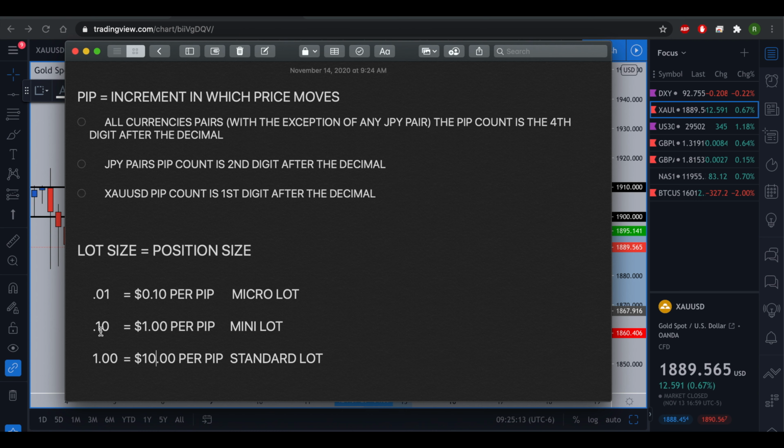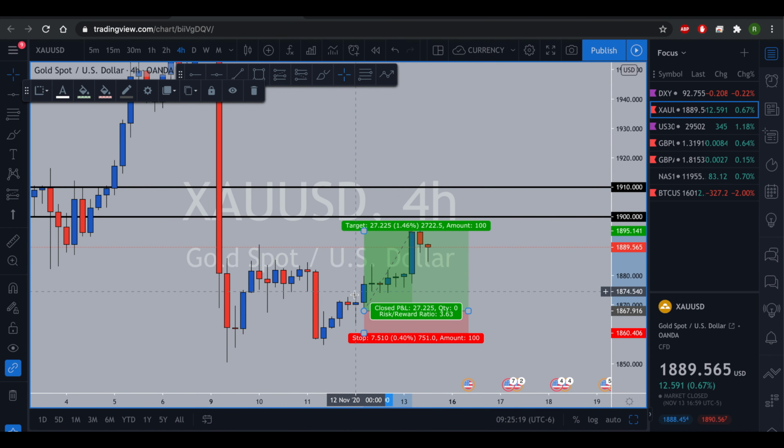On a 0.10, $1 per pip. If I just made this trade for 272 pips, that's $272, right? Because I put a 0.10 on it. I risked $75 and I made $272. Make sense? Off a 0.1.